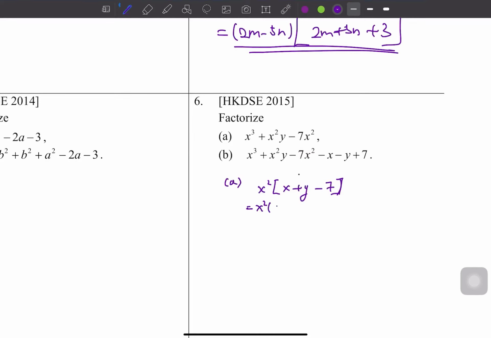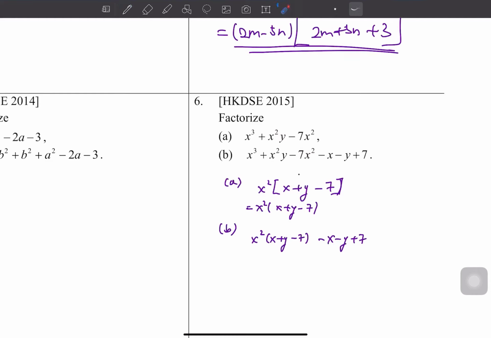Maybe you can change to the small bracket first. Part B, typical. You can see part A in part B. So use part A directly. x squared times (x plus y minus 7). The second part is negative x minus y plus 7. Can you see a common factor?